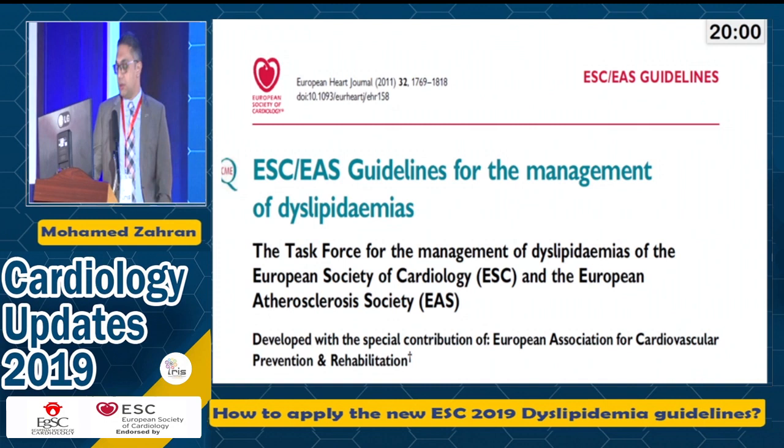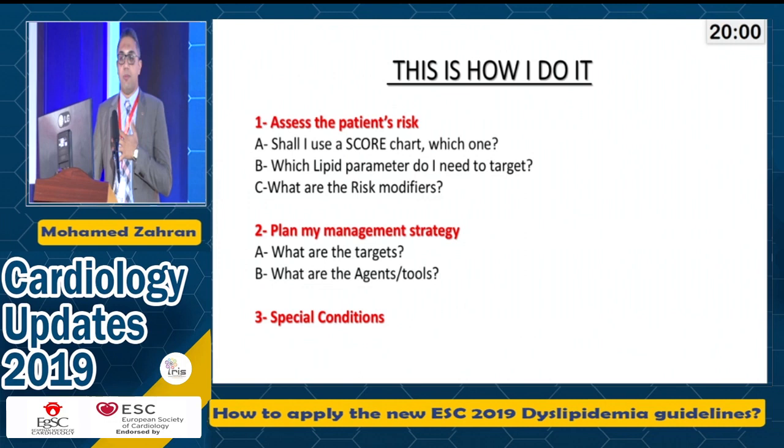Which one? Okay. So this is how I do it. This is how I practice with my patient. The patient comes to my clinic, and I start taking history. While I'm taking history from the patient, I'm minded to do three particular jobs. Assess this patient risk, and as we know, this guidelines has some charts and has some numbers. So where am I gonna put the patient in which chart, and how am I gonna tackle the number that I have in the lipid profile?